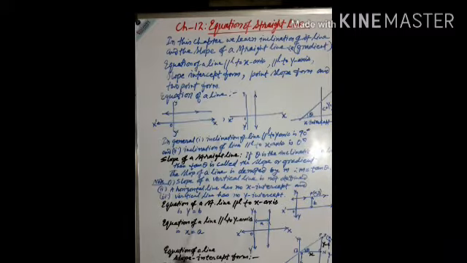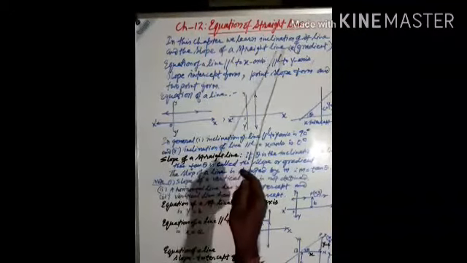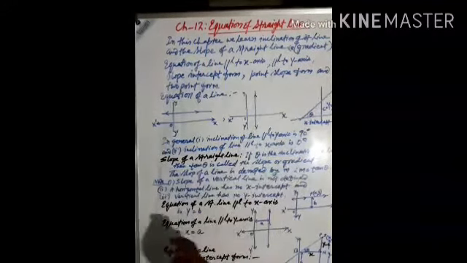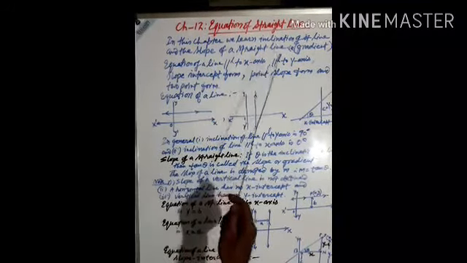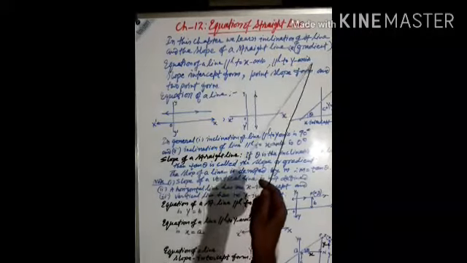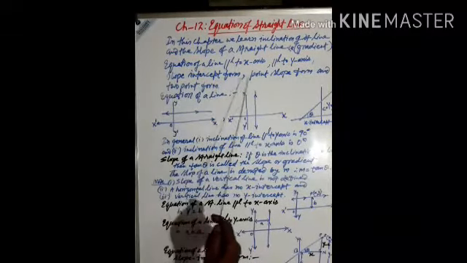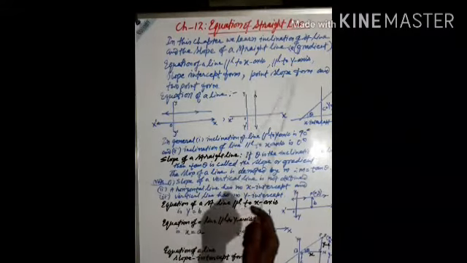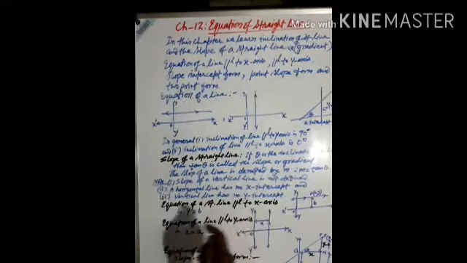Children, in this chapter we will learn inclination of a straight line and the slope of a straight line, that is gradient. Equation of a line parallel to x-axis, equation of a line parallel to y-axis, equation of a line slope-intercept form, and equation of a line point-slope form, and equation of a line two-point form. So we will study about equation of a line in these different forms.